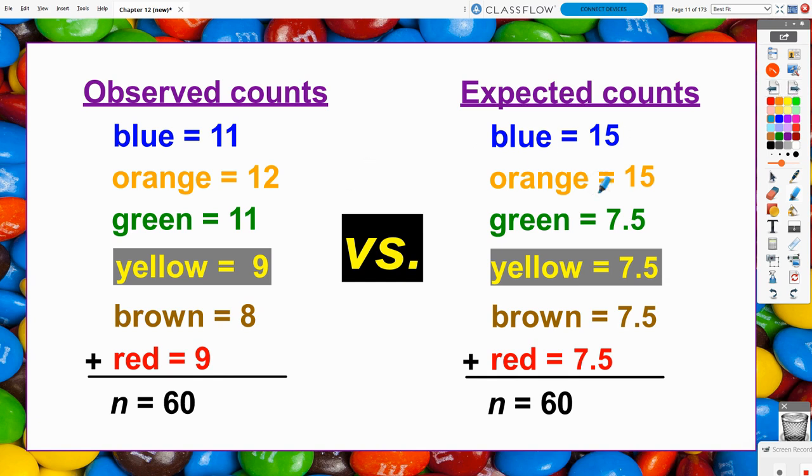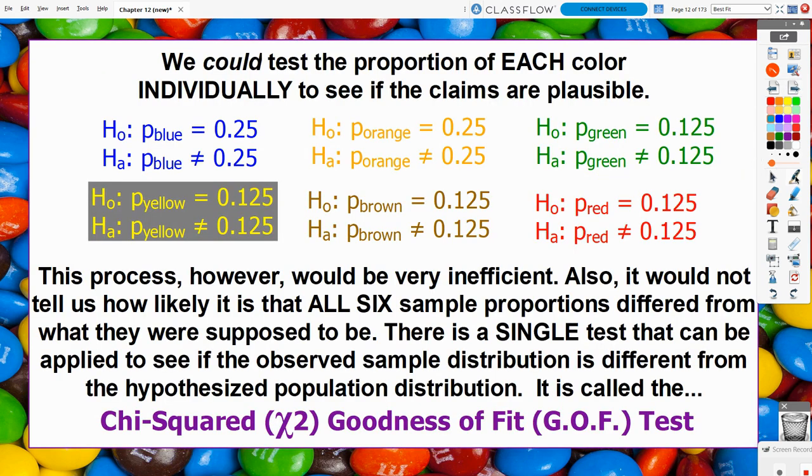So you can see our expected counts and our observed counts, not necessarily going to be exactly the same, but could they be exactly the same? Absolutely they could be.